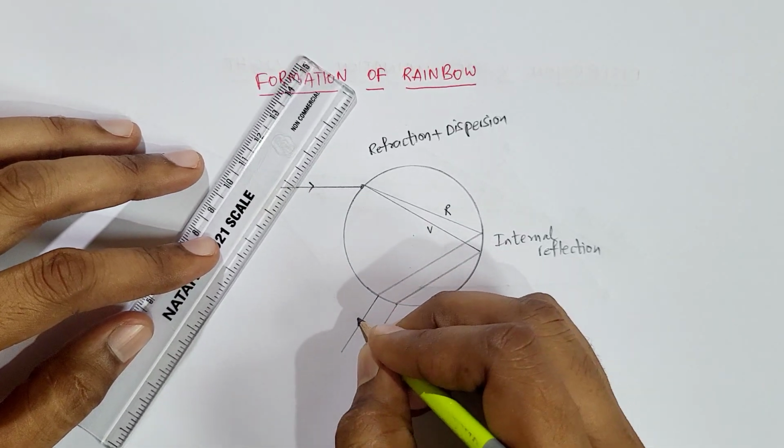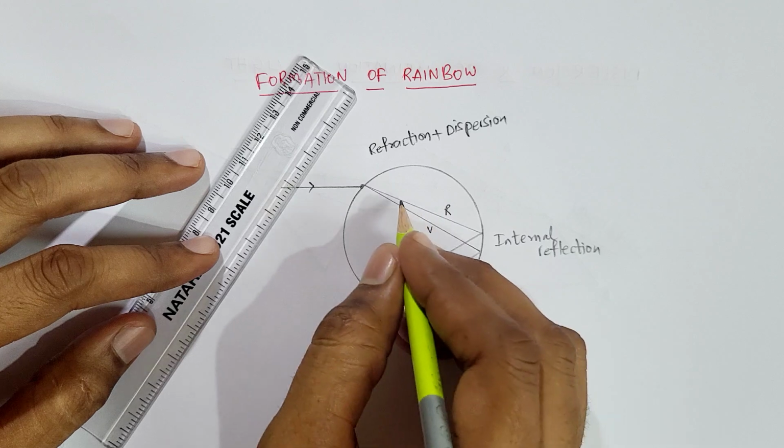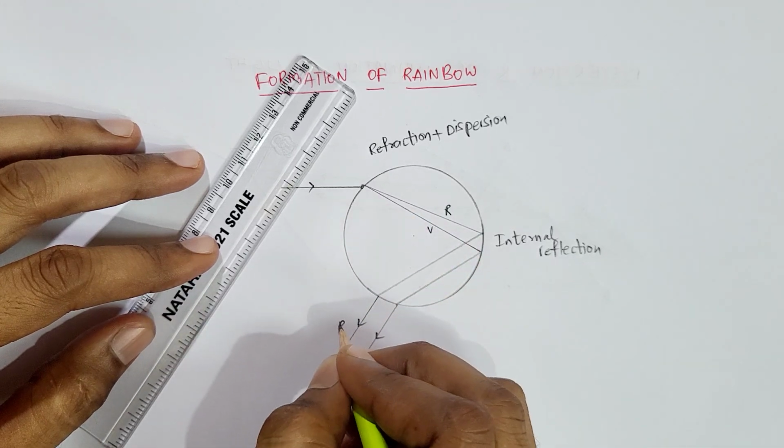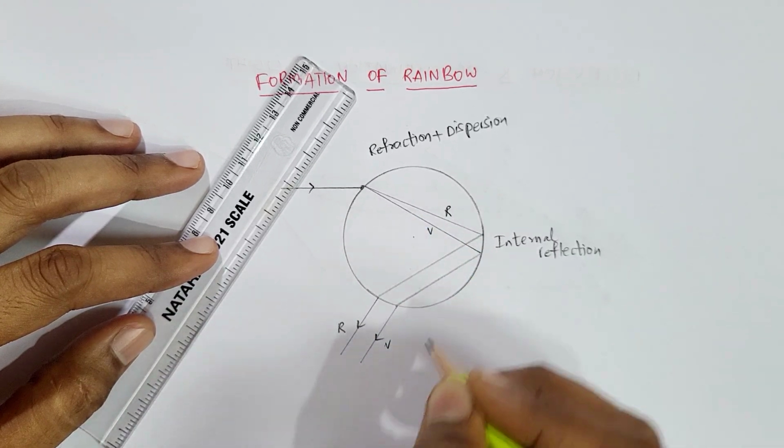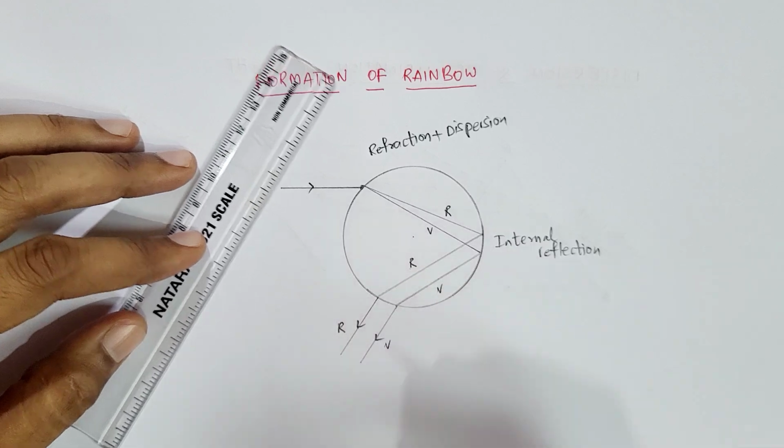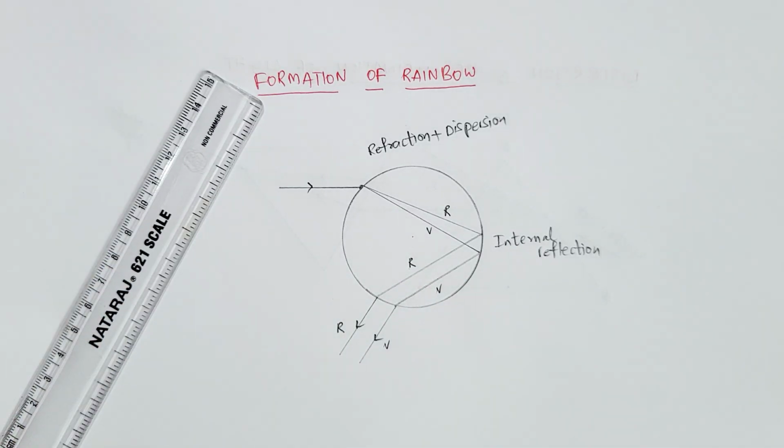So red, this is going to be red. Violet, this is going to be violet. So this is how you need to draw the diagram of a rainbow.